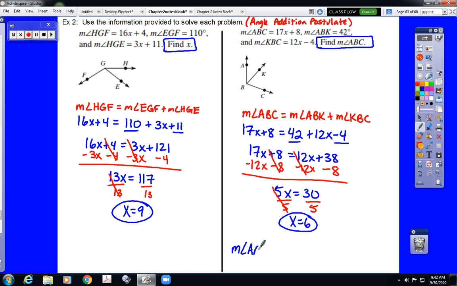So the measure of angle ABC can be found using x, because the measure of angle ABC according to the directions is 17 times x plus 8. So that is 17 times 6 plus 8, which means that the measure of angle ABC is 110 degrees. I think 42 plus 60, 102. Yep, 110 degrees. So our answer to the problem is 110 degrees.